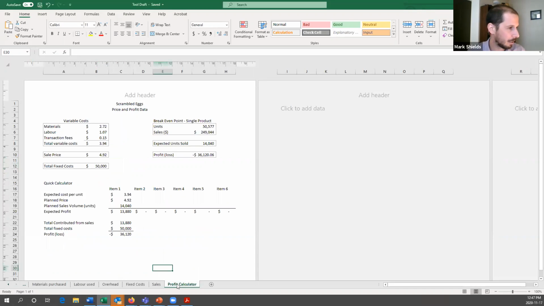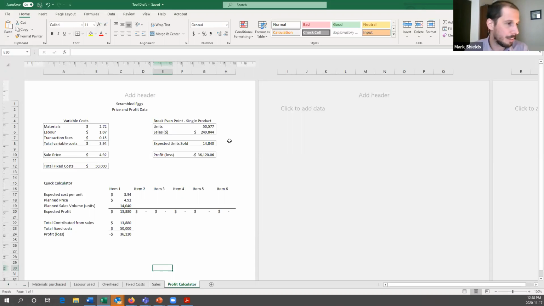The last tab here is going to primarily be outputting information. So one more time, we've got our full list of our variable costs, which now includes that transaction fee. So it's costing us 15 cents for Square or Visa or whoever it is processing the transaction. So it's costing us $3.94 in total for our cost to make these eggs. We're selling them at $4.92. We have $50,000 in fixed costs.